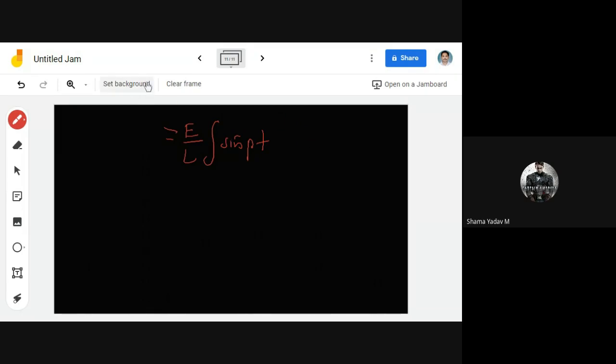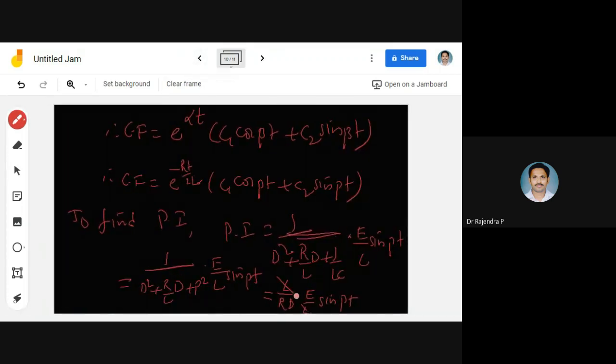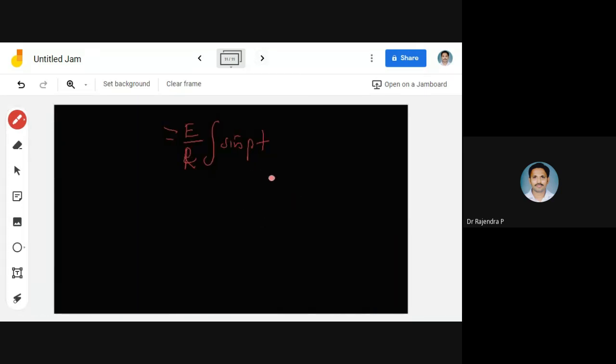Sir, it is E by R, I guess. R, okay. L is cancelled, right? Then it will be R. I think you are correct. E by L is cancelled, R is there, right? So E by R, 1 by D stands for integration, so I write the integral of sin Pt, right?